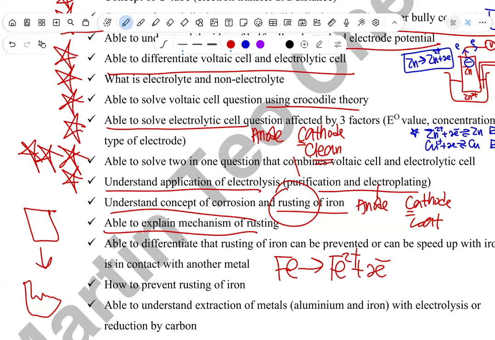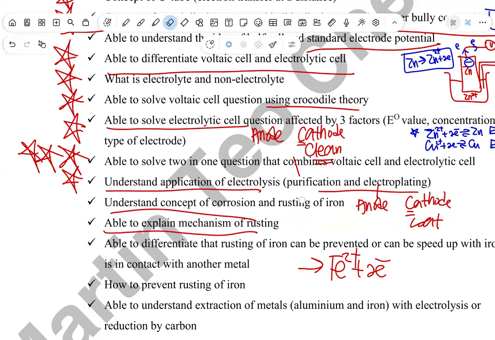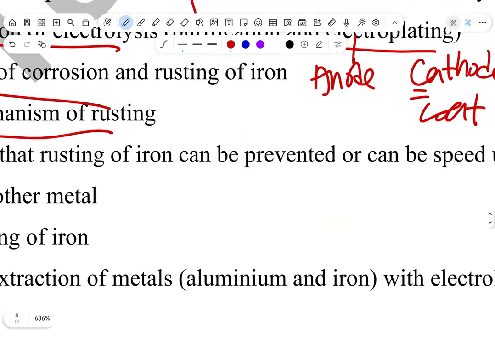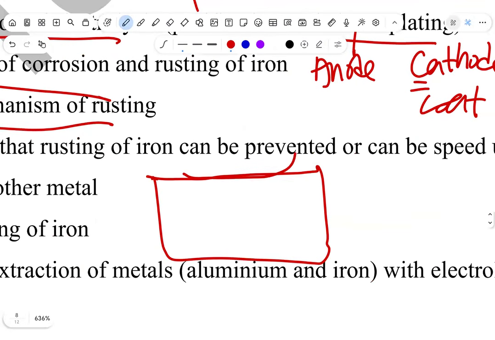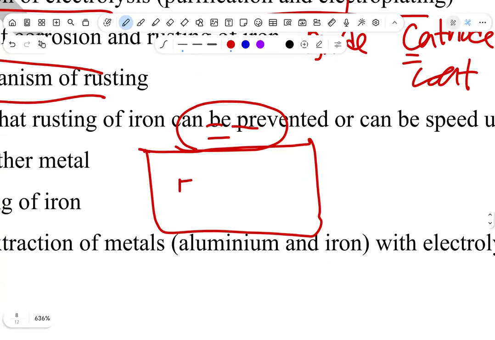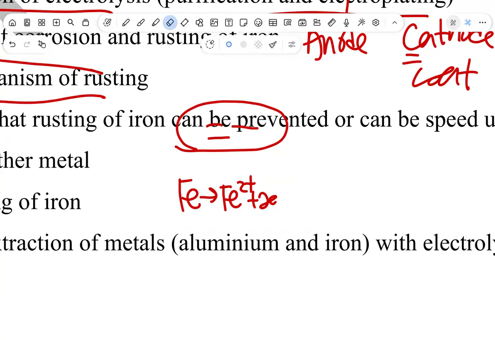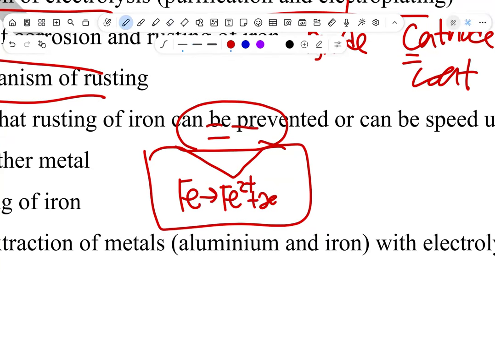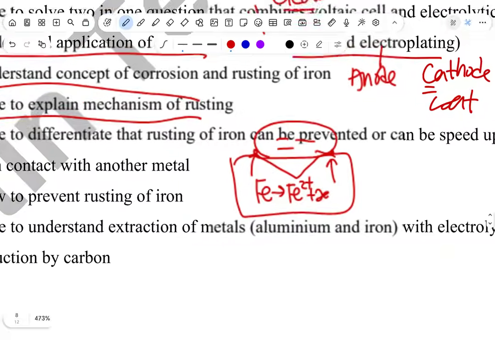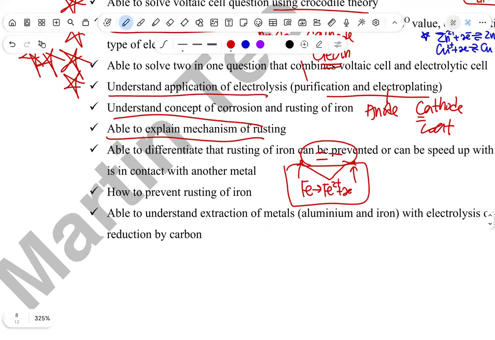And make sure everyone knows how to explain the mechanism. Mechanism is what? Step by step, how rusting occurs. If you remember, we learned before, there is a piece of iron and there is a water droplet. So you must be able to explain. First of all, the iron will lose electrons to become Fe2+. So when iron loses electrons, it is corroded. So you see a hole here. Electrons go to the corner, received by oxygen and water, and so on. That is the entire mechanism of rusting.